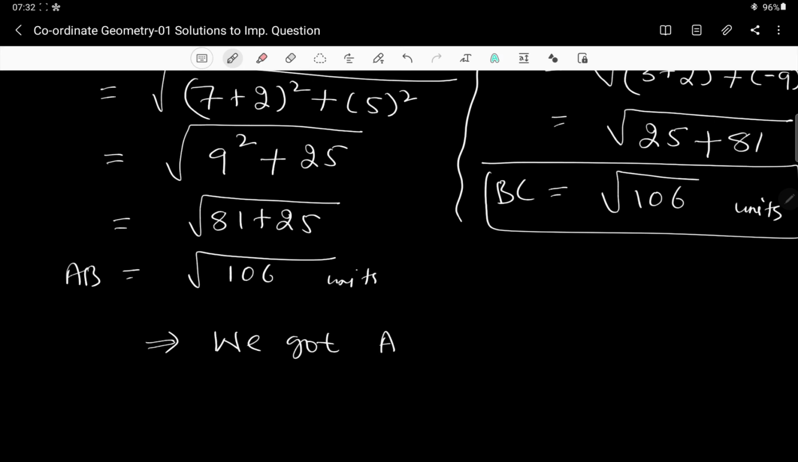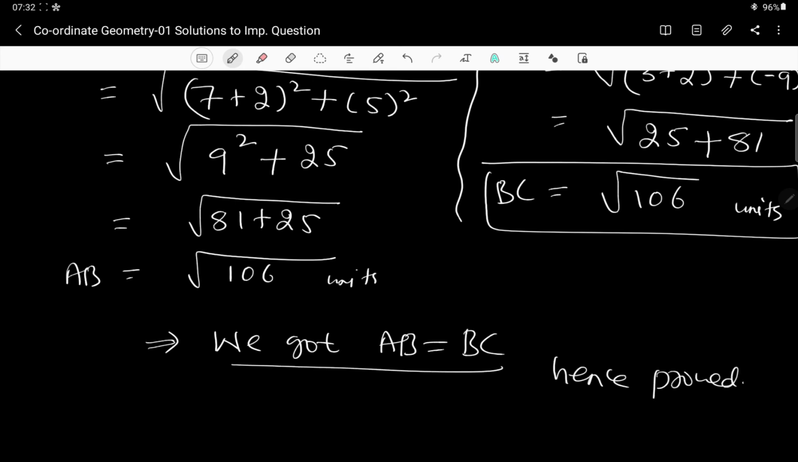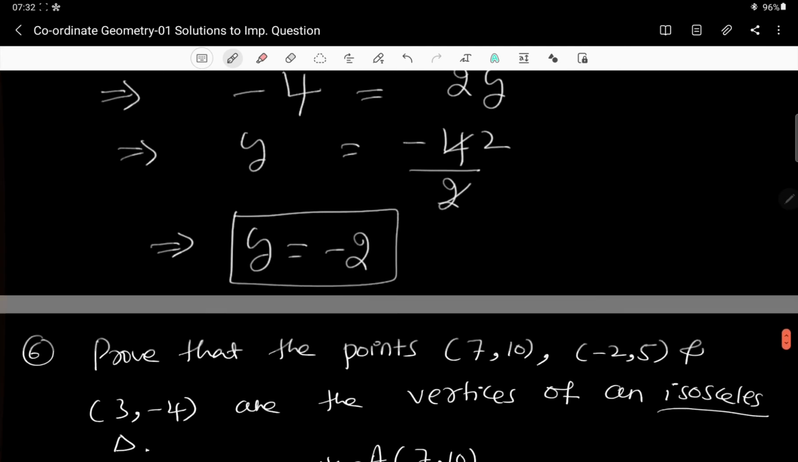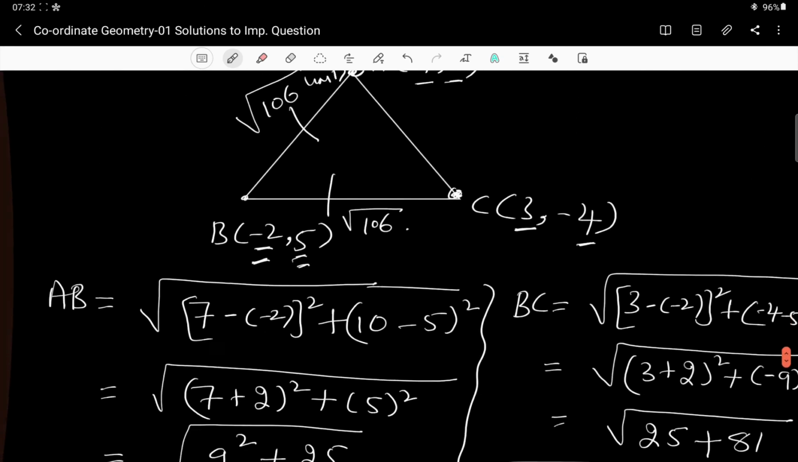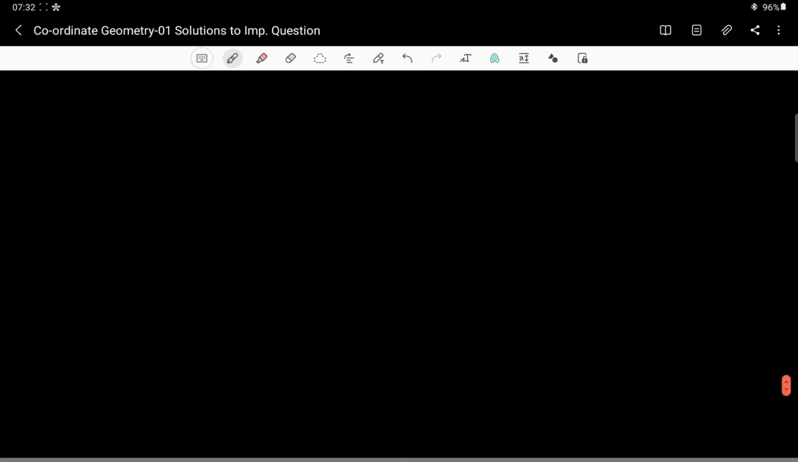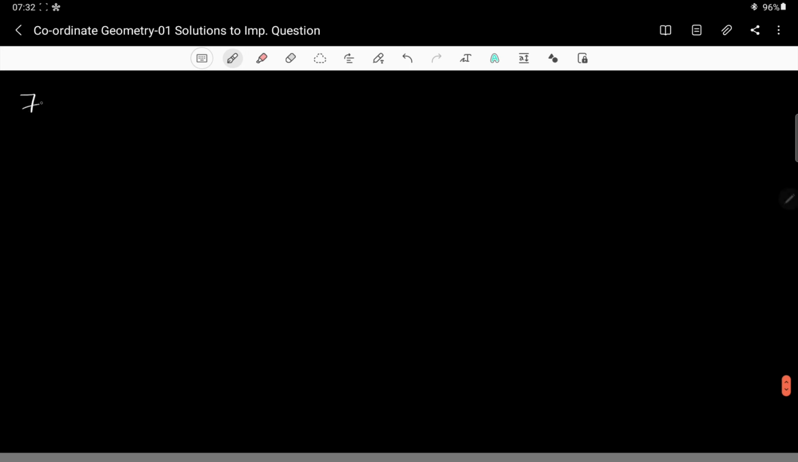We got AB is equal to BC. So hence proved. So these are the vertices of the, I mean not right triangle, I mean isosceles triangle. All right. So you should have the idea of that question also. All right. Let us move on to the seventh question. Let us have a look at this seventh question.